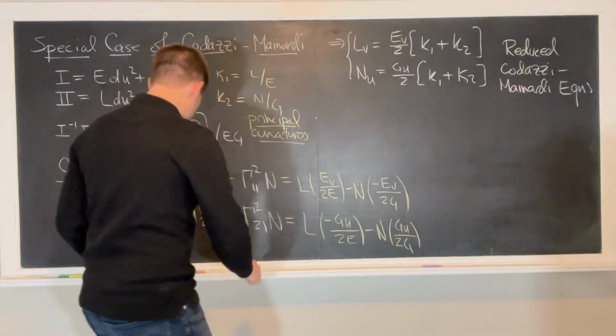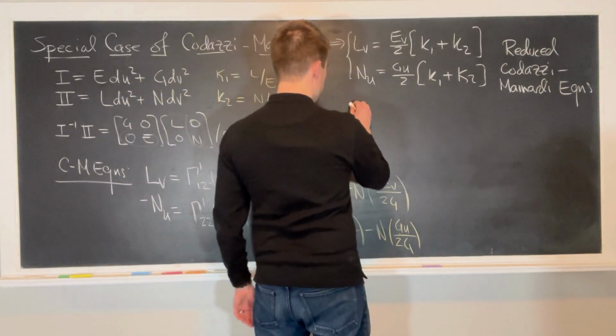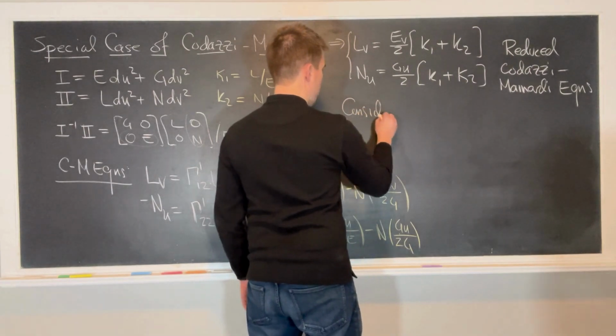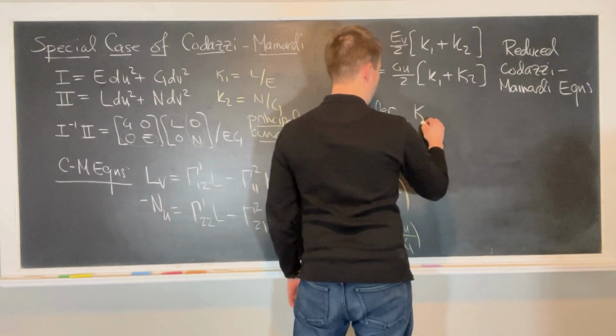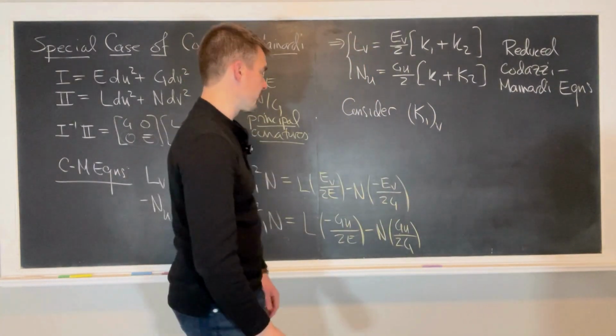Now what these allow me to do is compute the partial derivatives of K1 and K2 in terms of u and v. So let me do that next. So next, consider K1 v, the v derivative of kappa 1, the first principal curvature.